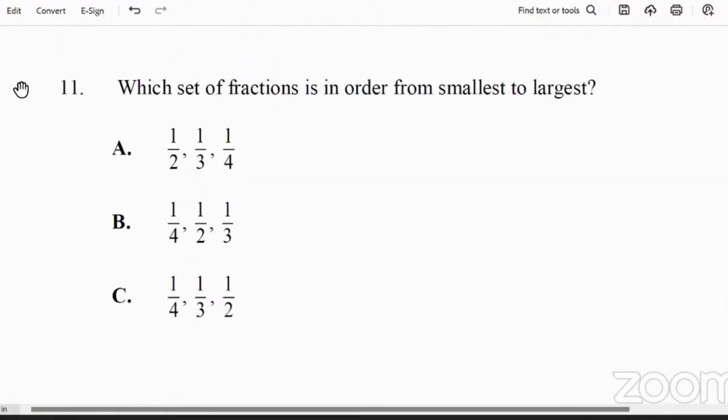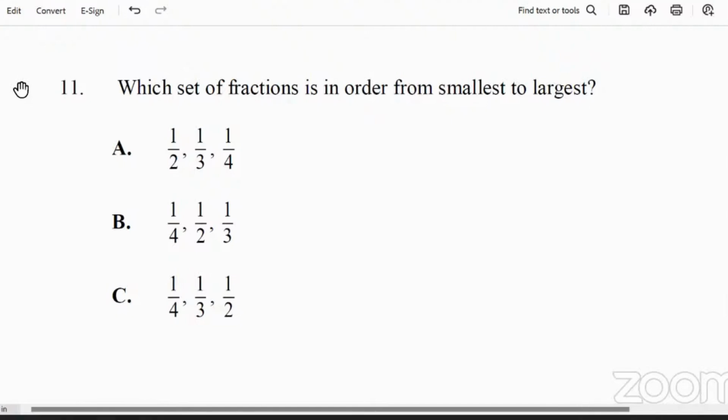Question 11. Which set of fractions is in order from smallest to largest? Okay, so let's look at the options here. And note, guys, when we talk about fractions, we're not just looking at the denominators to say, oh, in option A we have 2, so 2 is smaller than 3 and 3 is smaller than 4. No, remember we're talking about the fractions. If you compare half of something to 1/3 of something to 1/4 of something, would you be getting a bigger piece or a smaller piece? So that's how we want to arrange it.